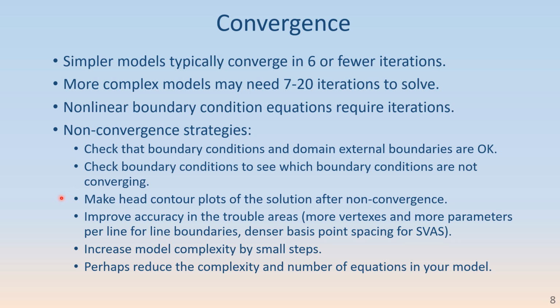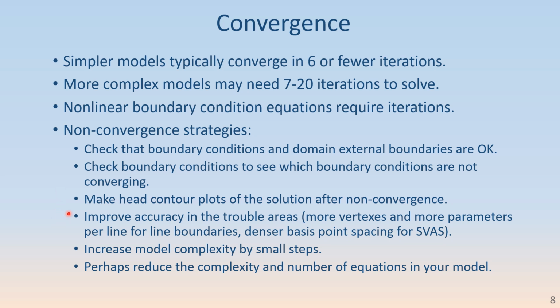You can also make head contour plots of the solution after non-convergence. Even though it doesn't converge, it will go with the latest solution that's in memory from the last iteration. And that may help point out where in the model things aren't converging. You may get some kind of blown up heads around certain boundaries that are not behaving or something like that. And also, when you check the boundary conditions, the second item here, it will give you information about which boundary conditions are not converging. So that'll help you home in on where the problems are.